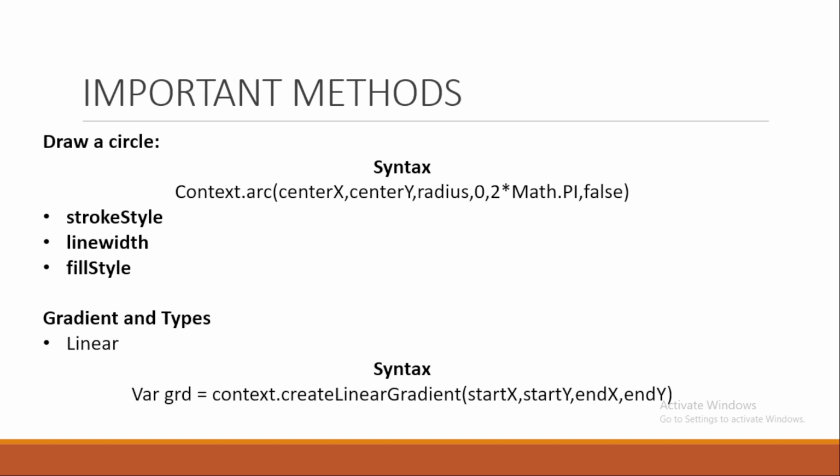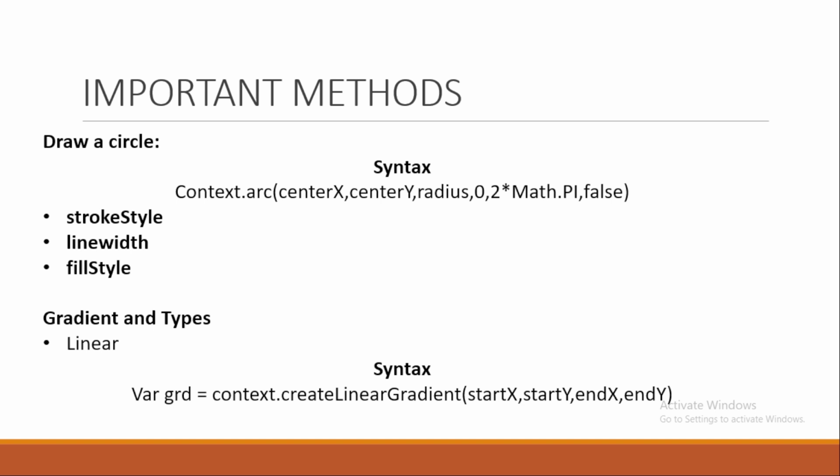Then lastly, we are going to talk about gradients and types. Essentially, we have 2 main types of gradients, which are the linear and radial gradient. Before we get further, what do we mean by gradient? A gradient is defined as a smooth visual transition from one color to another. And as I said earlier, we have 2 main types of gradient, linear and radial gradient.